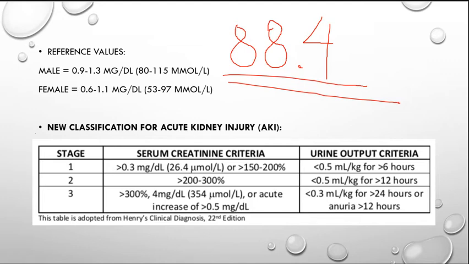Conversion factor. Okay? We have here, guys, a new classification for acute kidney injury. So, creatinine, your serum creatinine, is not an early indicator that something is wrong with your kidney. It is not an early marker, unlike your BUN. Your serum creatinine will only rise if 50% of your kidney is already damaged.